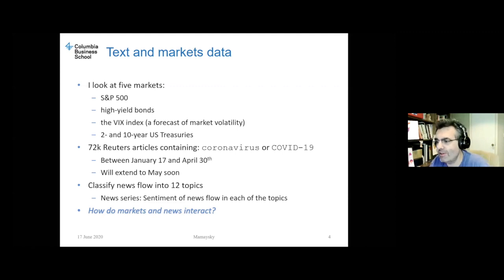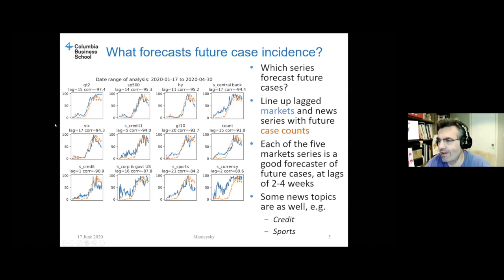I classify the articles into 12 topics. I spent a little bit of time thinking about how many topics, what's the right topic model, but this one seems by several criteria to fit the bill. And then I ask the question, how do these 12 derived news series interact with markets and what can we learn from them? So I'll go quickly.